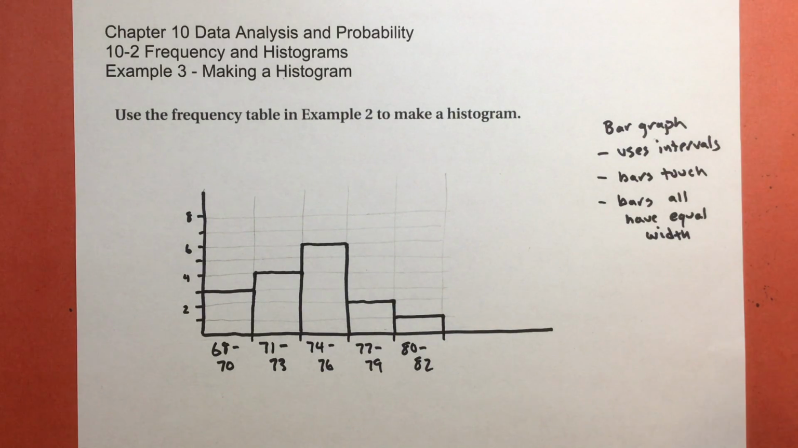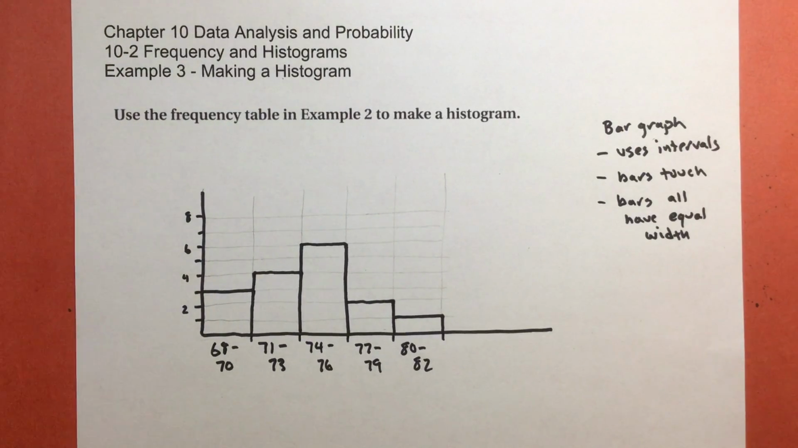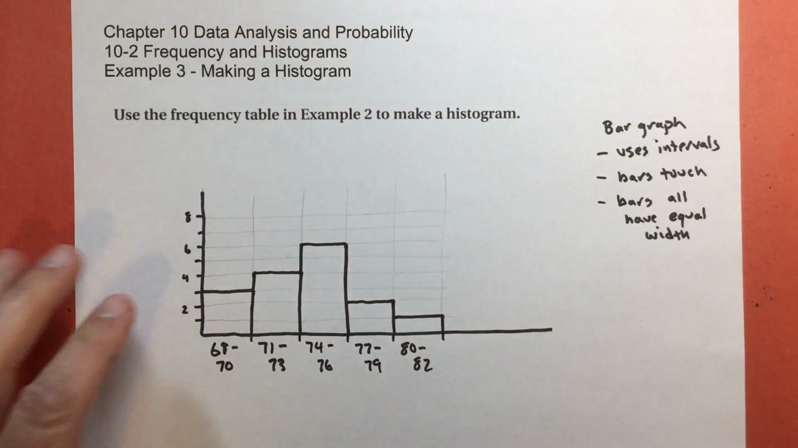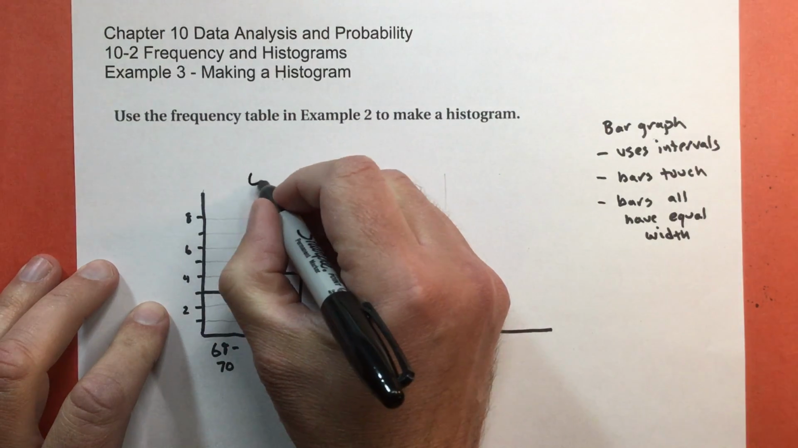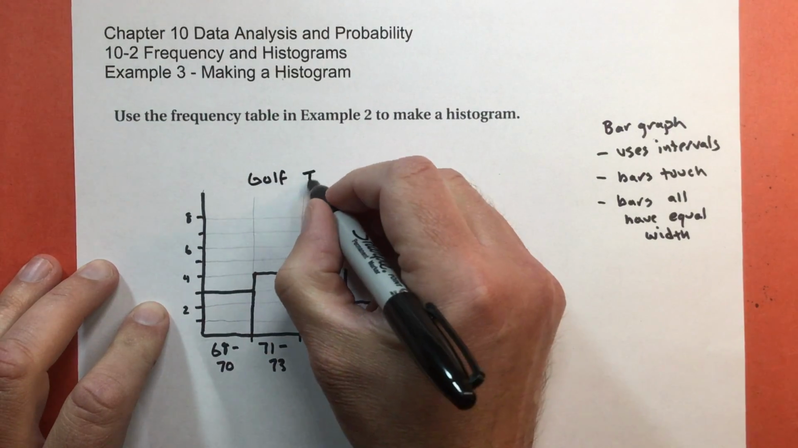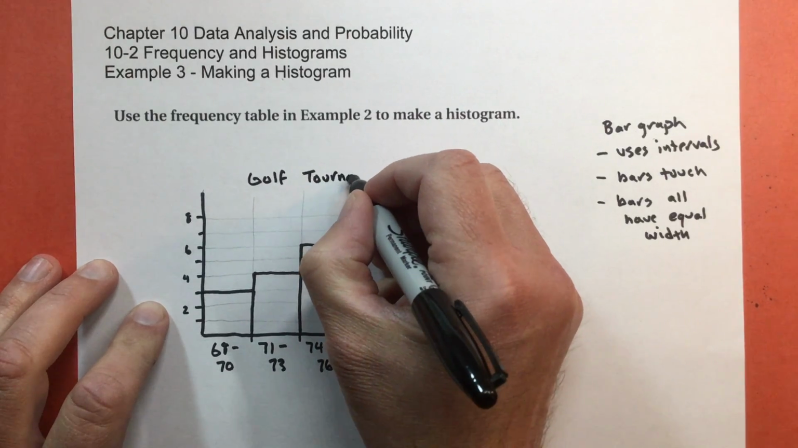But it allows us to compare from one to the other. And actually, to be honest, for the bar graphs that we did in the last section, those all had to be equal width anyway. All right. I do need to give it a title. I'll give it the same title from the frequency table, golf tournament scores.